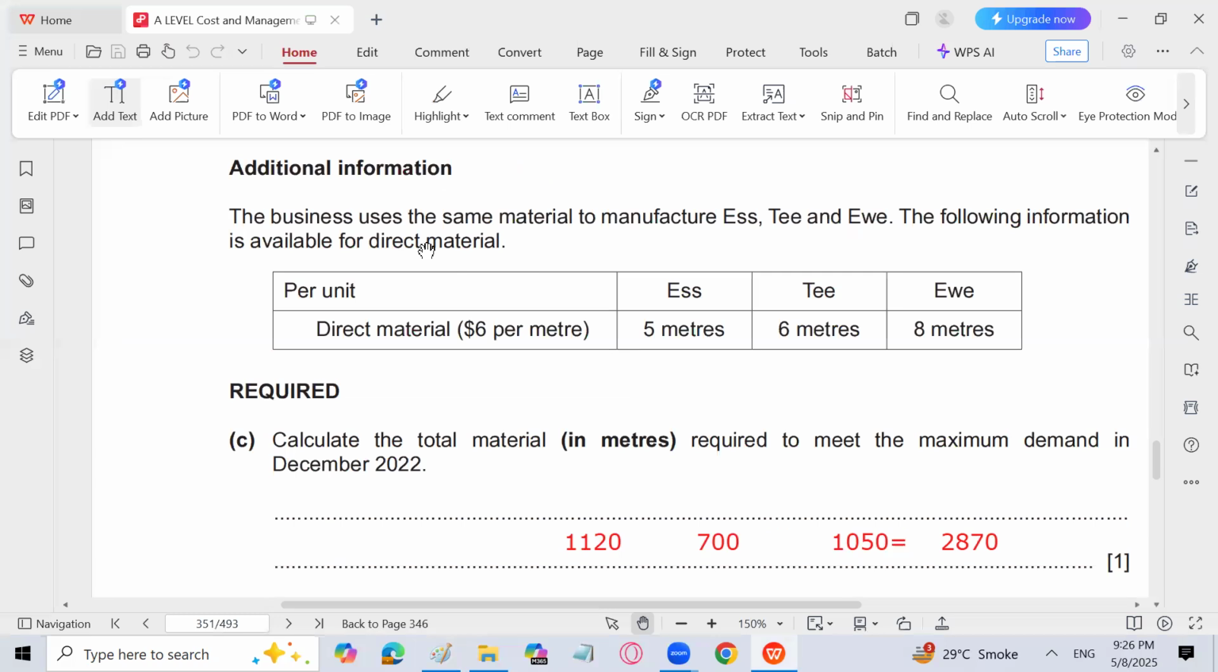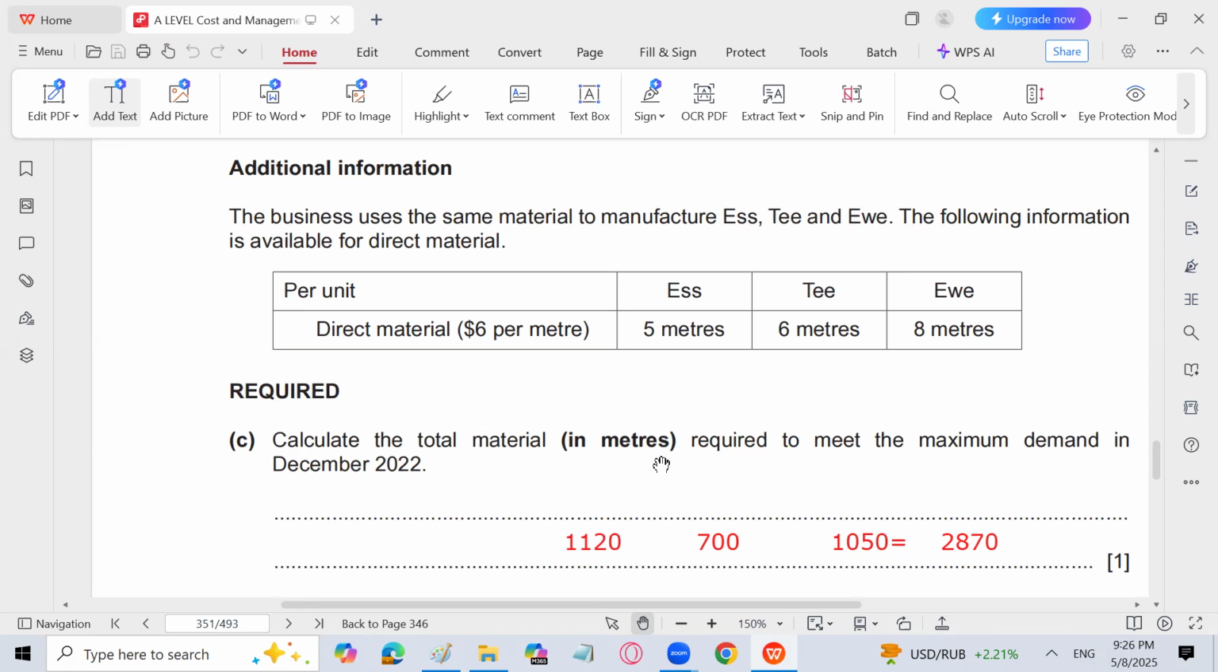But the business uses the same material to manufacture S, T, and E. The following information is available for direct material. Always remember that in case of a limiting factor, there is some particular key factor which limits our production. In the last two questions it was always meters or kgs, but it can be direct labor hours or machine hours also. So $6 per meter is the rate, and S will take 5 meters, T will take 6 meters, and 8 meters will be taken by E to produce the units.